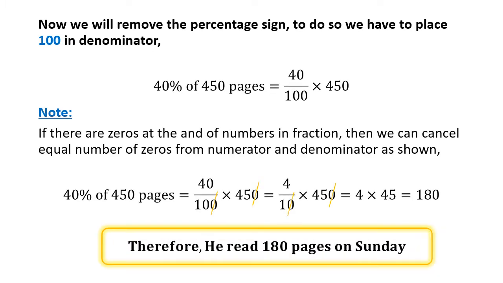Now we will remove the percentage sign. To do so, we have to place 100 in denominator. If there are zeros at the end of numbers in fraction, then we can cancel equal number of zeros from numerator and denominator as shown in steps. Therefore, he reads 180 pages on Sunday.